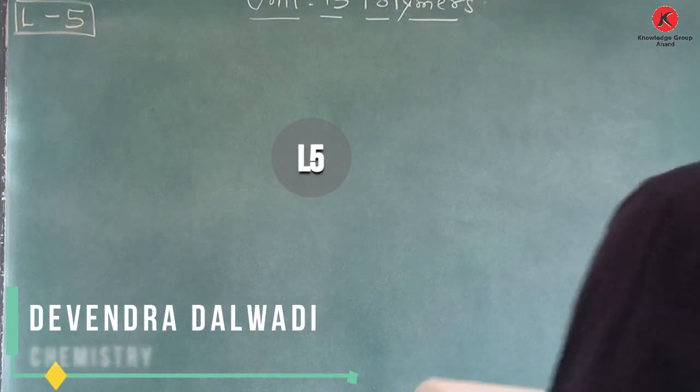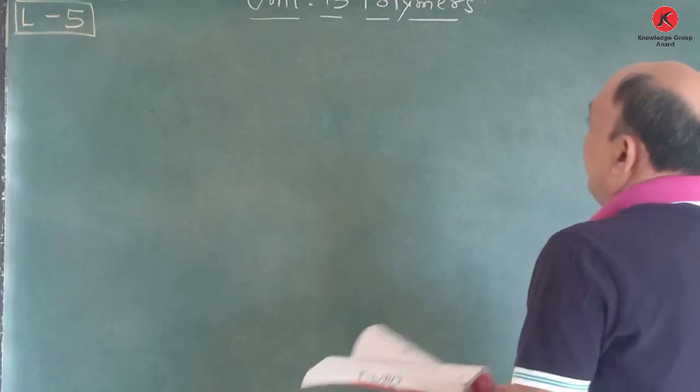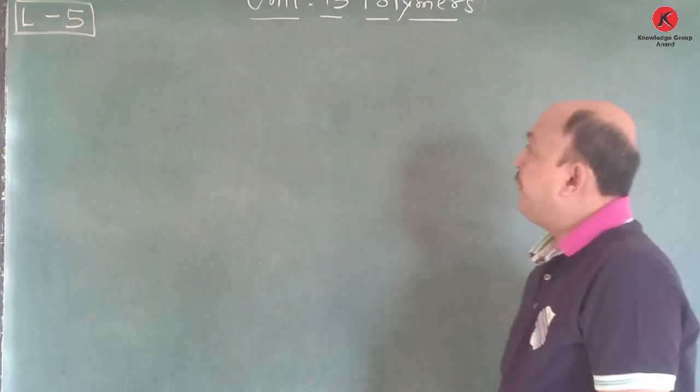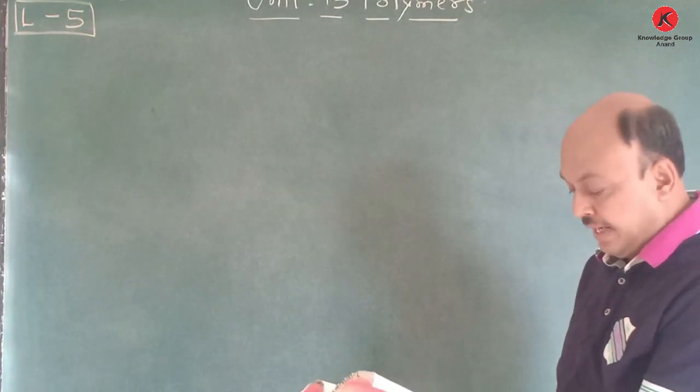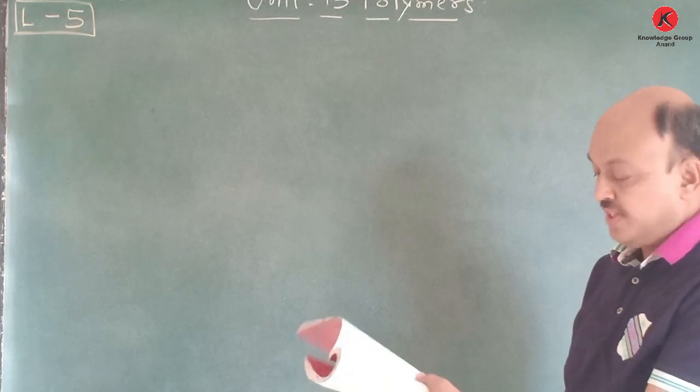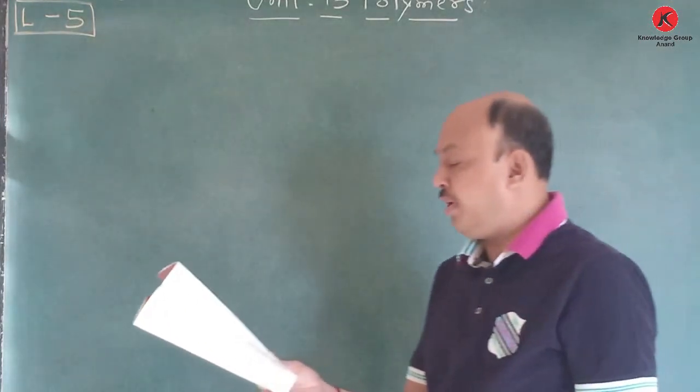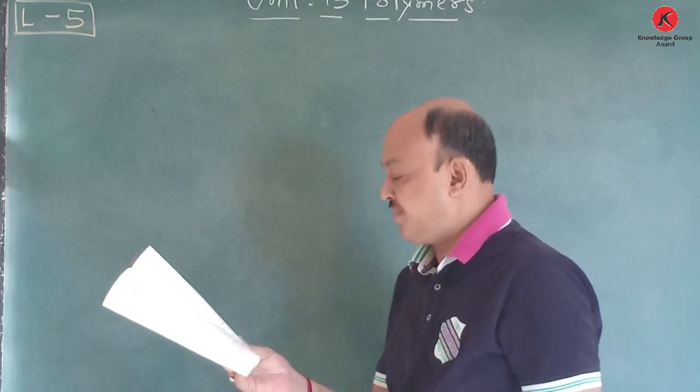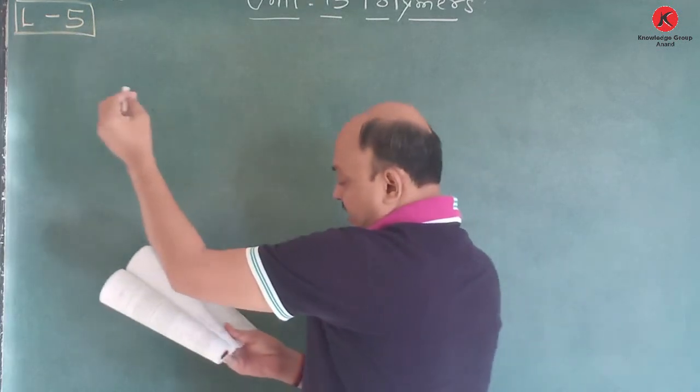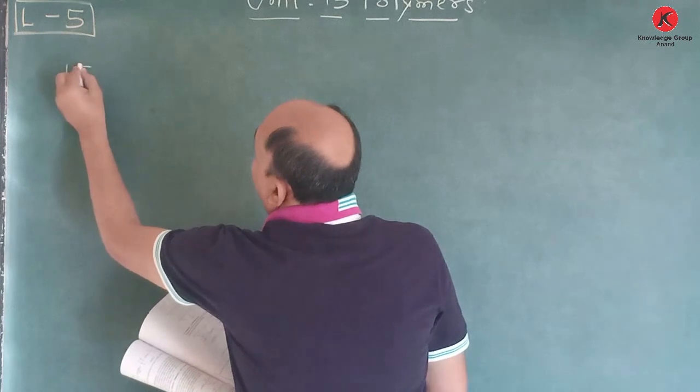Okay, now in your NCERT textbook, Unit 15 Polymers, Standard 12, Lecture number 5. One in-text question is given, 15.2. Write the name of monomers of the following polymers. So first, I write it, 15.2.